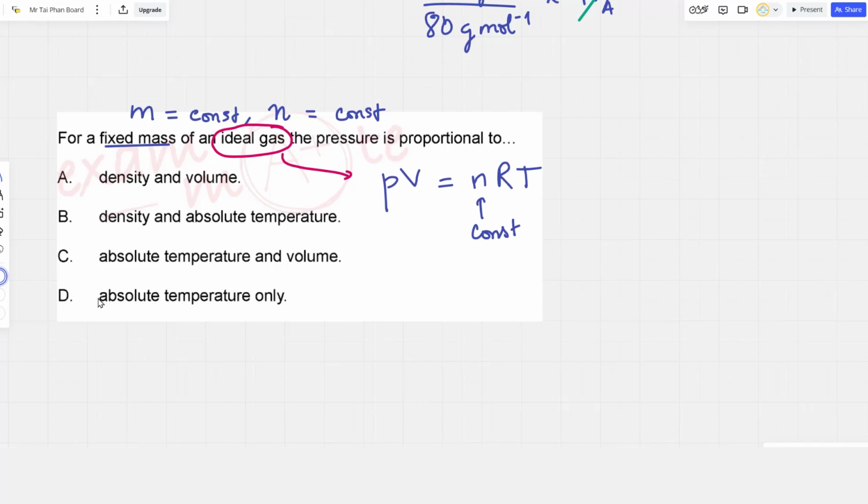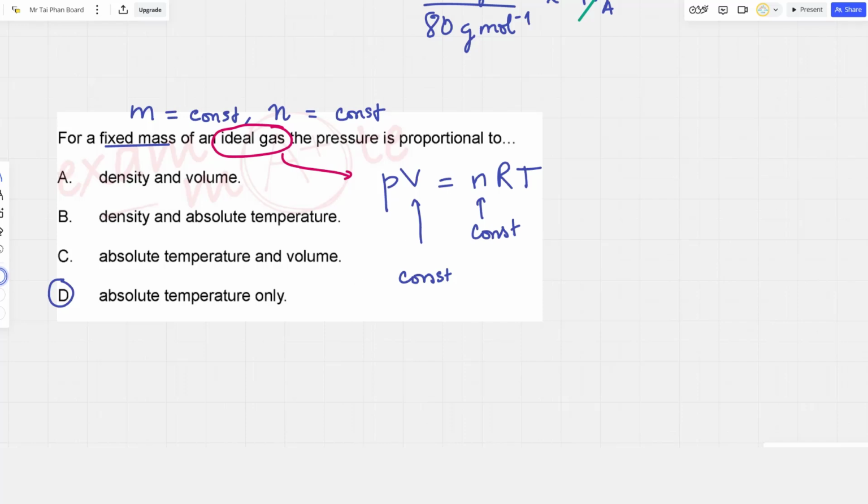I think it's the answer D. Absolute temperature only. Fixed mass. But to answer that, meaning D is only correct when the volume here is constant. When density and volume... It's not proportional to density.